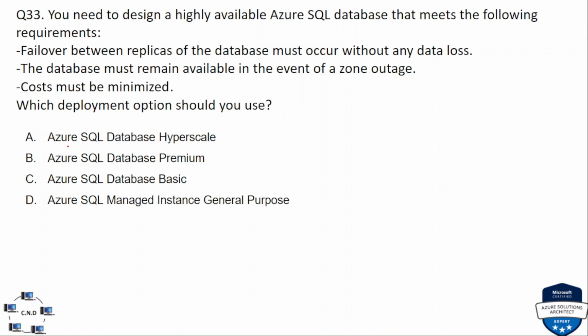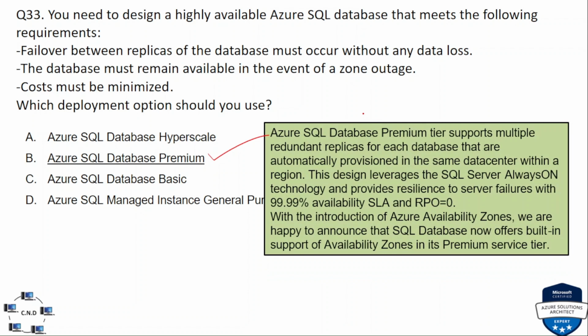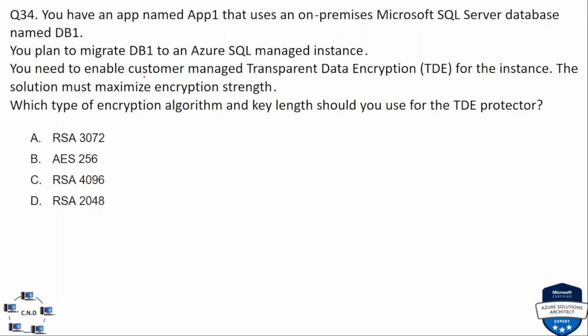And the options are A. Azure SQL Database Hyperscale, B. Azure SQL Database Premium, C. Azure SQL Database Basic, and D. Azure SQL Managed Instance General Purpose. And the correct option is Azure SQL Database Premium. And this is the explanation for the correct option. You can pause the video and read the explanation if you need. I will move forward to the question number 34.